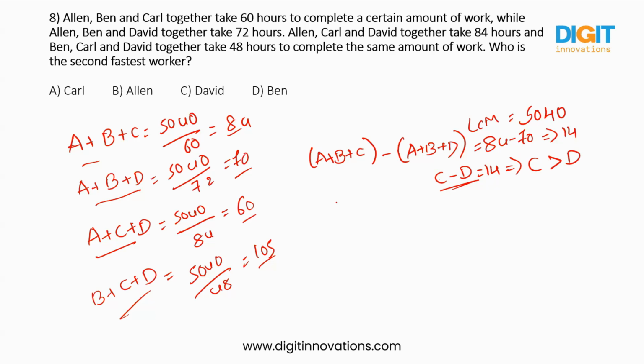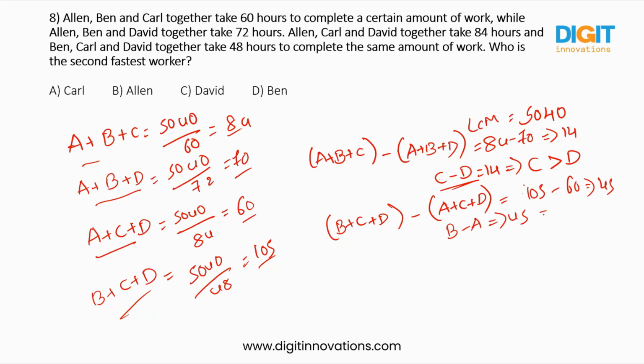And when it comes to the other one, now let's do B plus C plus D minus A plus B plus C. Which is 105 minus 60, which would be 45. So by this, you will get B minus A, which is 45. So by this, I can say B is greater than A. Okay. Now find order. Don't need exact values.